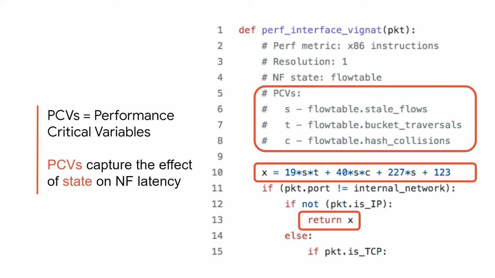So in this example, one of the PCVs is C, the number of collisions in the flow table that the NAT maintains, because when you look up a flow, the latency is naturally going to depend on the number of collisions you encounter.